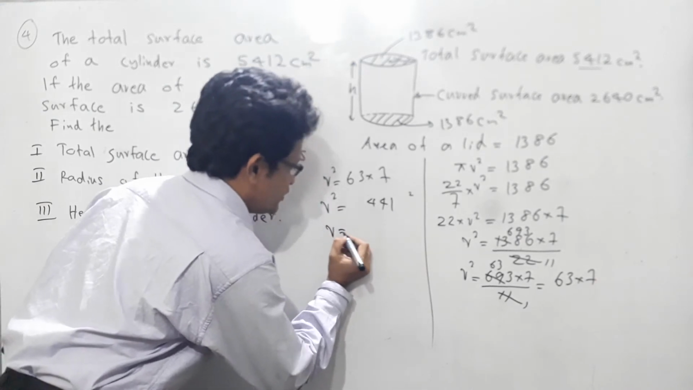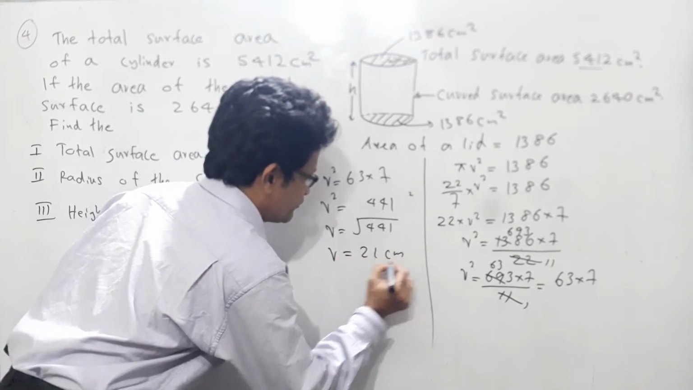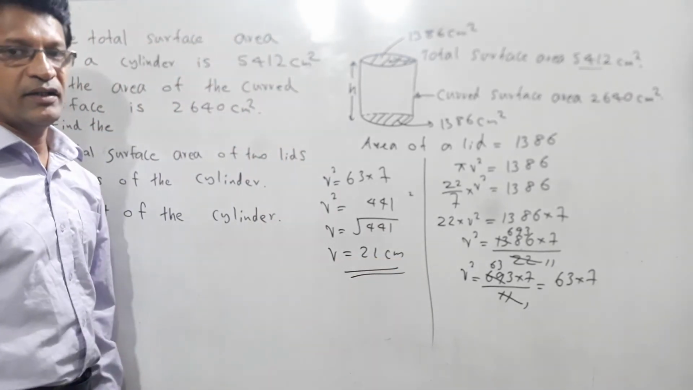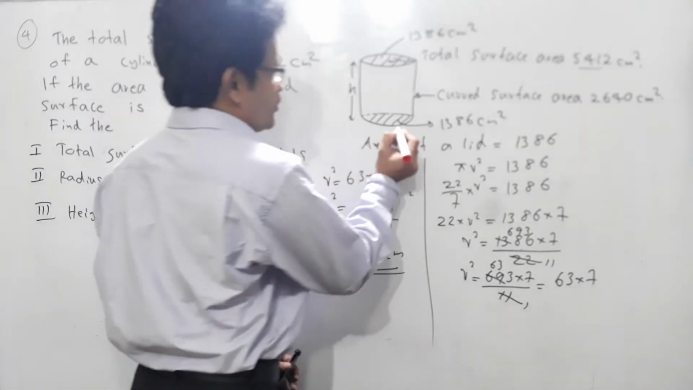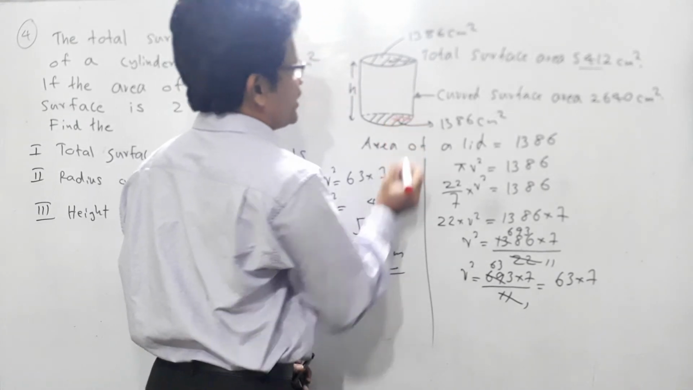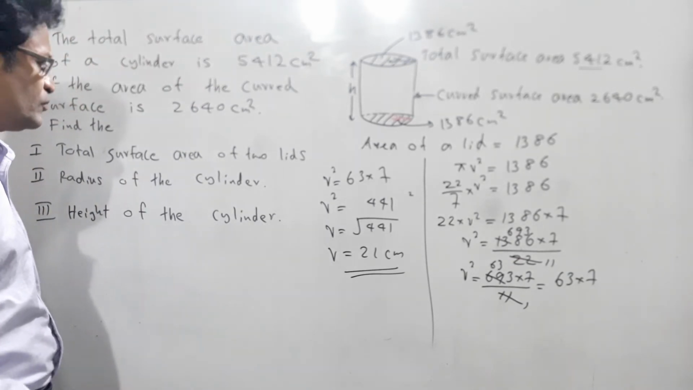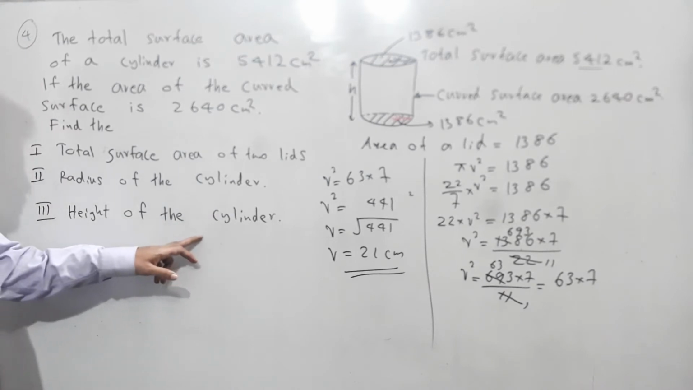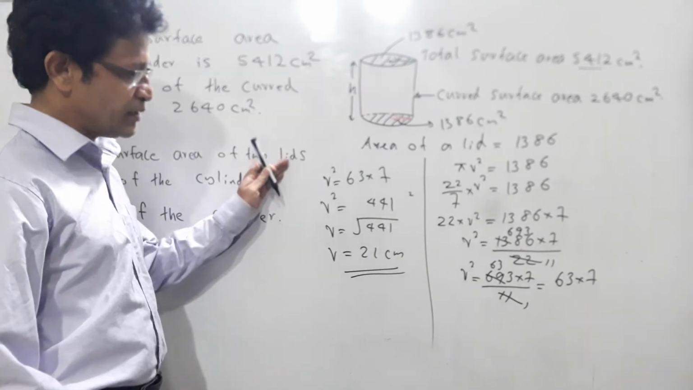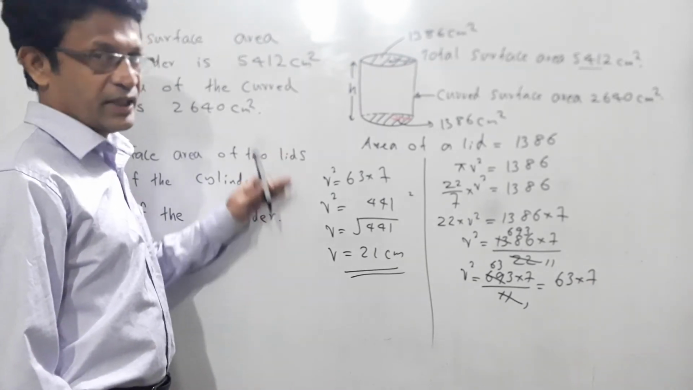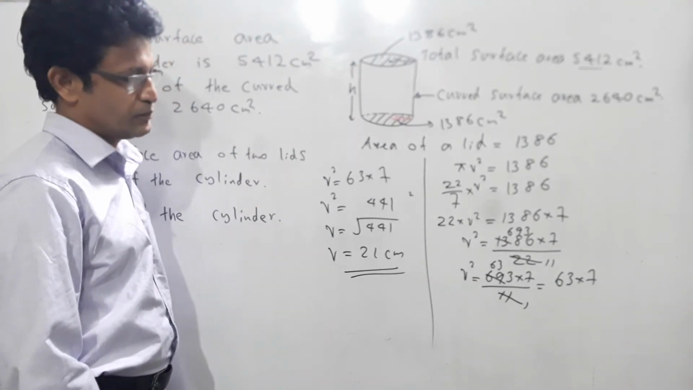So r equals the square root of 441, which is 21 centimeters. So the radius of this cylinder is 21 centimeters. Clear? Now we found that. Now they ask to find the height of the cylinder. The next part is that we have to find the height of the cylinder. I think you can understand this now, so I will do the next part: how to find the height of the cylinder.